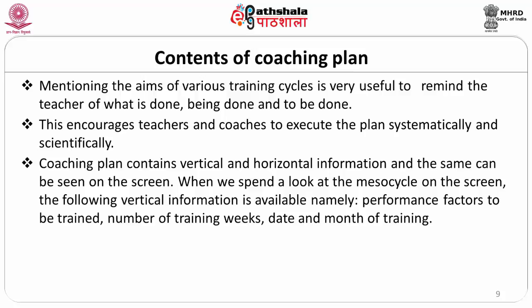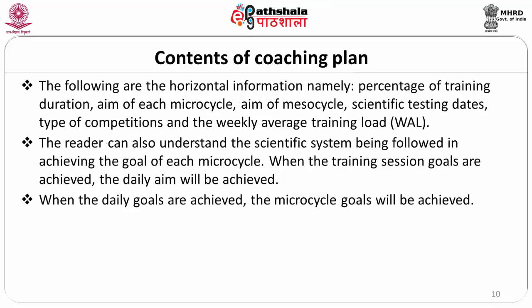When we take a look at the mesocycle on the screen, the following vertical information is available, namely performance factors to be trained, number of training weeks, date and month of training. The following are the horizontal information, namely percentage of training duration, aim of each microcycle, aim of mesocycle, scientific testing dates, type of competitions and the weekly average training load. The reader can also understand the scientific system being followed in achieving the goal of each microcycle.